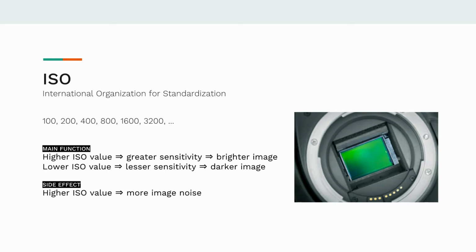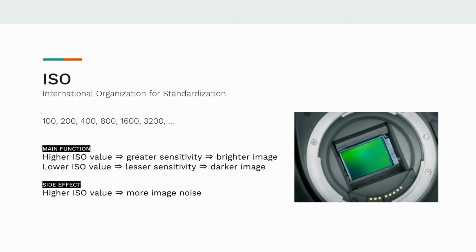So a higher ISO value will mean that the sensor is more sensitive to light, and hence the picture that you get will be a brighter one. Similarly, a lower ISO value will mean that your sensor is less sensitive to light. So because of that, whatever light comes in, your sensor doesn't really bother to boost it up much. So what you'll get is a darker picture as a result.